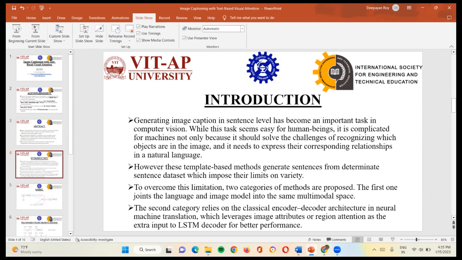To overcome this limitation, two categories of methods are proposed. The first one joins the language and image model into the same multimodal space, which we are using in this paper. The second relies on the classical encoder-decoder architecture from neural machine translation, which leverages image attributes or region attention as extra input to the LSTM decoder for better performance. LSTM is long short-term memory, an artificial neural network used for deep learning and AI.